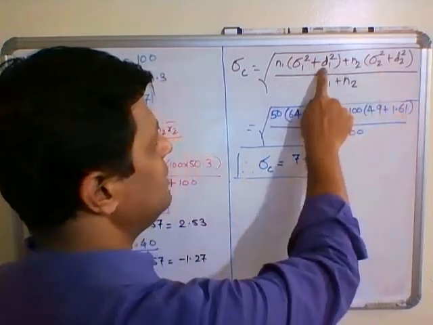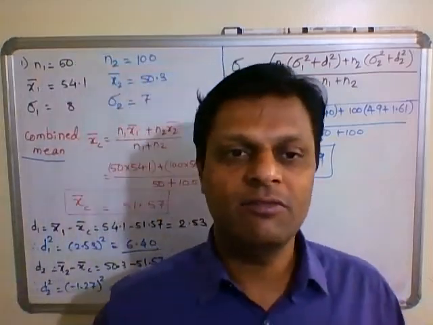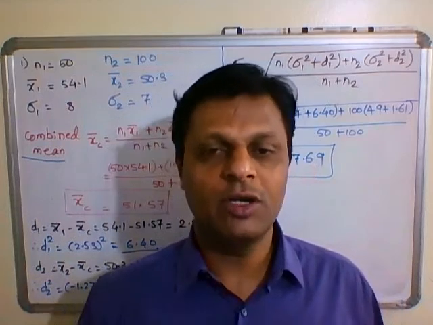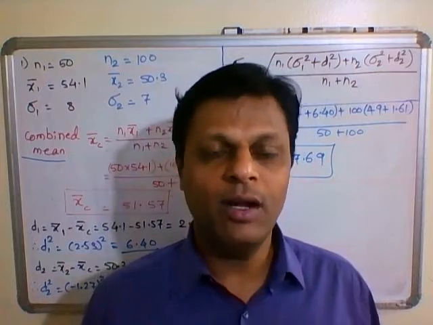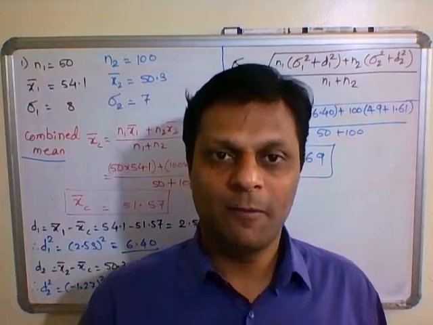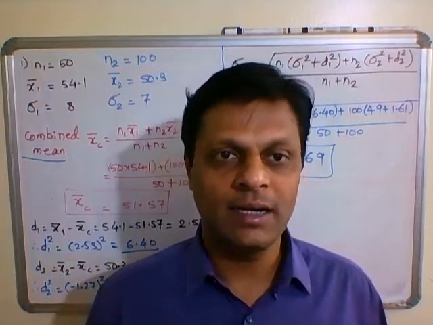Now you will wonder, what is d1 square, d2 square? D stands for deviation. Here deviation will be taken from the combined mean. So first of all, our job will be to find out the combined mean, that we have learned already. So we will calculate it, and then we will learn how to calculate the deviations, both d1 and d2, and then we'll go ahead with the calculation of combined standard deviation.